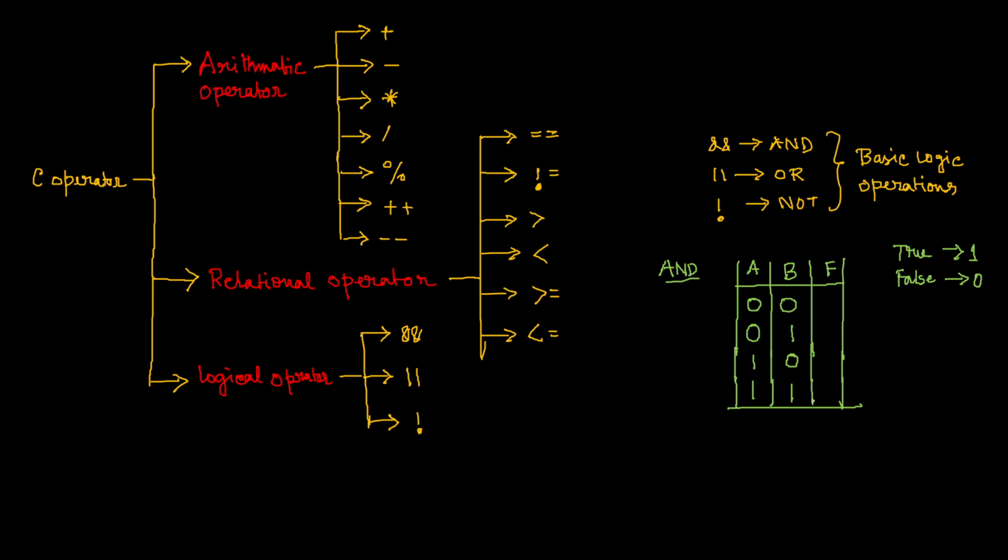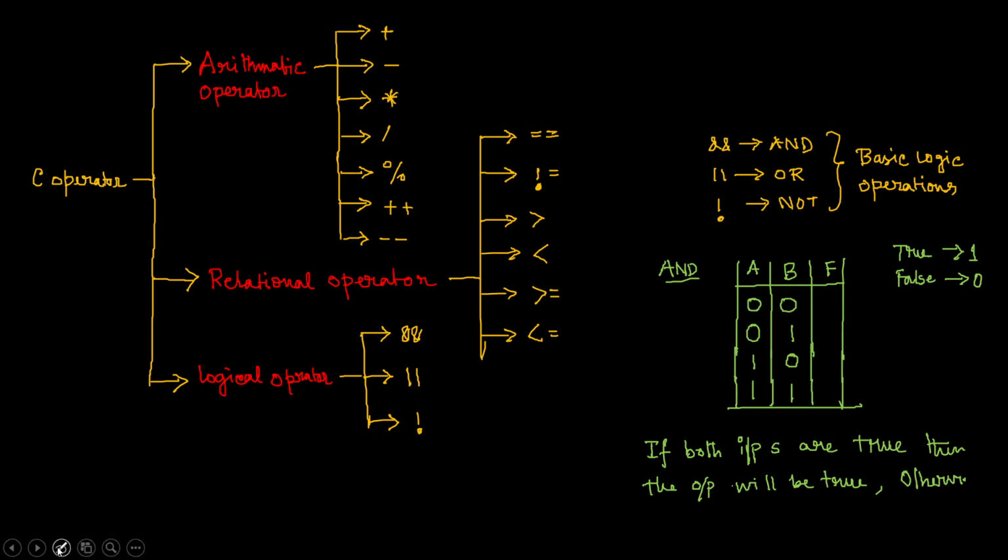Now the question is what will we have in this F? You see, the AND logic says that if both inputs are true, then the output will be true. Otherwise, the output will be false.